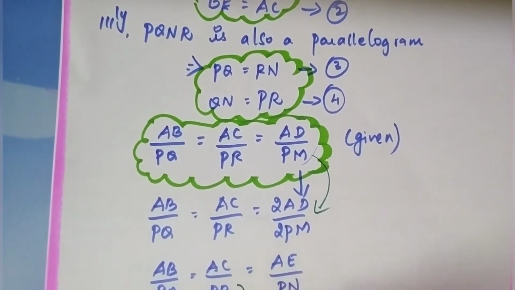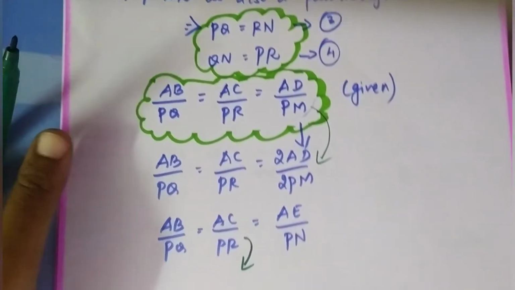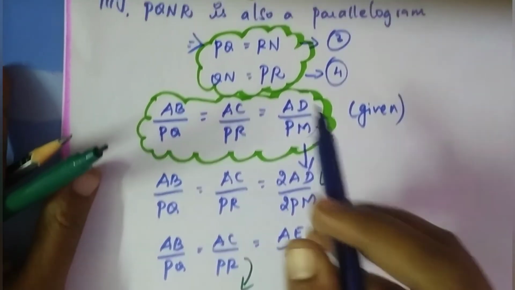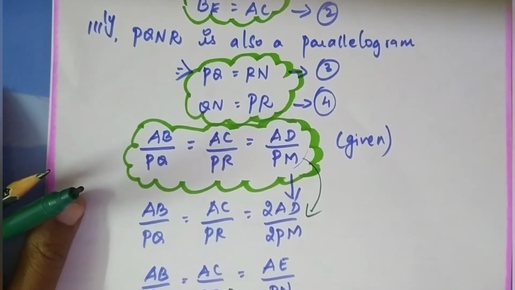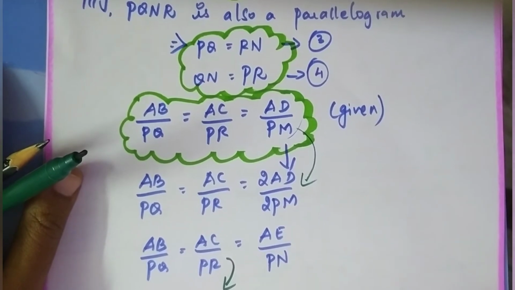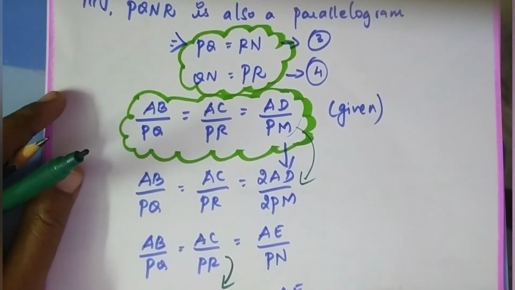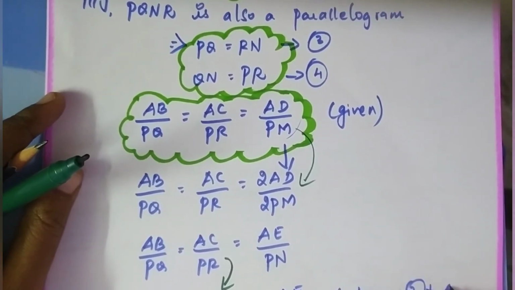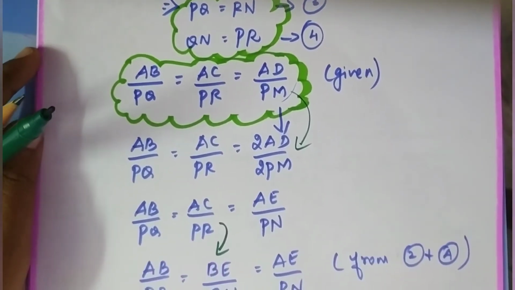Now I am going to change this one. Okay, AB divided by PQ. Instead of AC I am going to substitute BE. Instead of PR, QN, is equal to AE divided by PN, from 2 and 4. From 2 and 4. Clear all of you?